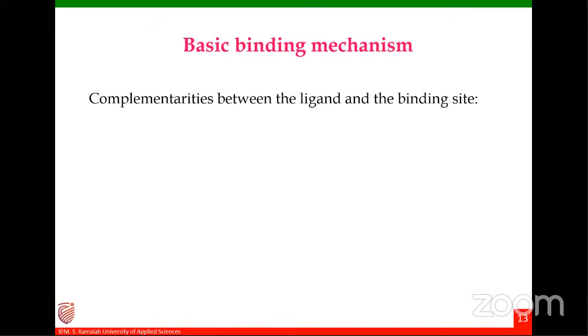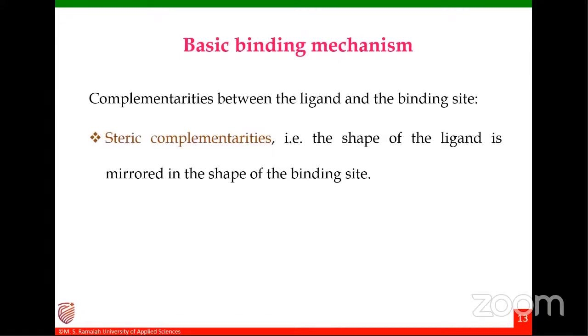We are saying it's binding. We have to know the mechanism behind the binding: why it binds, what the reasons are, and how it binds. What are the complementarities between the ligand and the binding site? The steric complementarity means the shape of the ligand is mirrored in the shape of the binding site, like a lock and key. It should have connectivity. If one side is a hydrogen bond donor, the other side should be an acceptor. If I give, you have to take. Based on these complementarities it will bind. Then there are the physicochemical complementarities, such as what type of solution it is and the pK value, and it goes in depth. So steric and physicochemical complementarities are the reasons behind the basic binding mechanism.